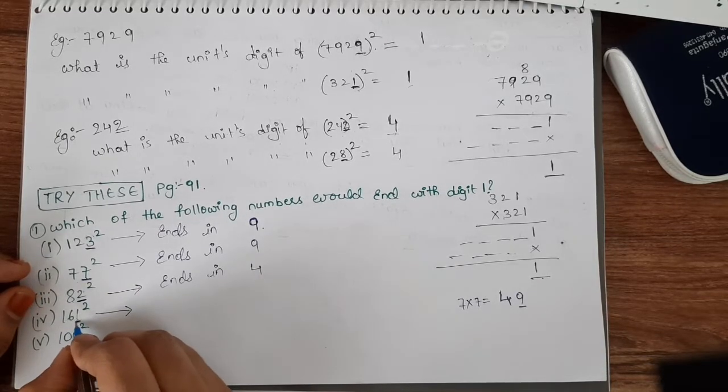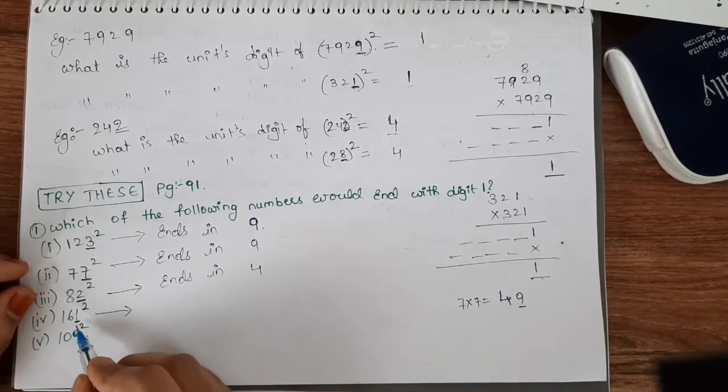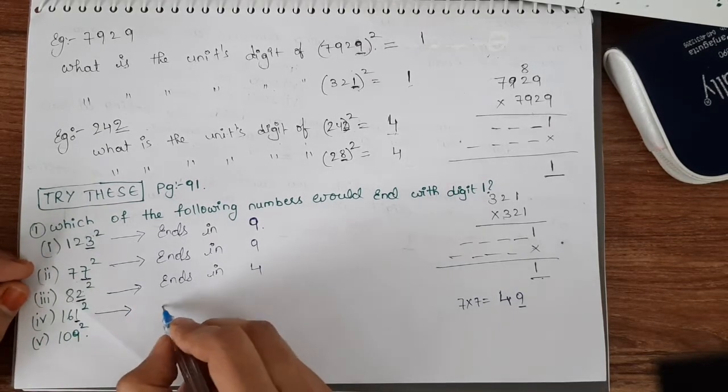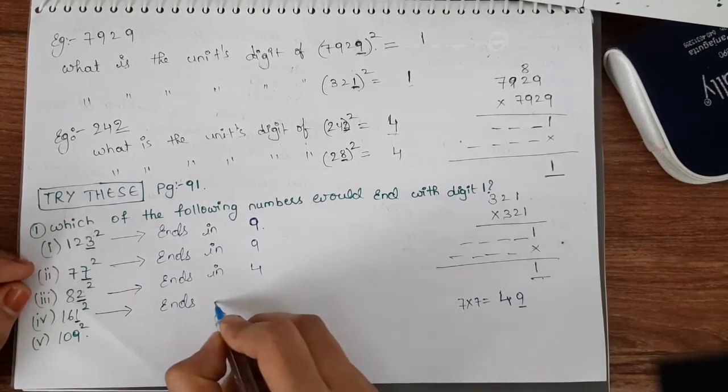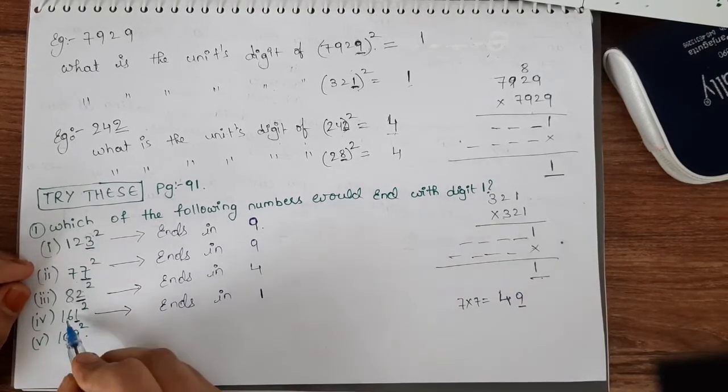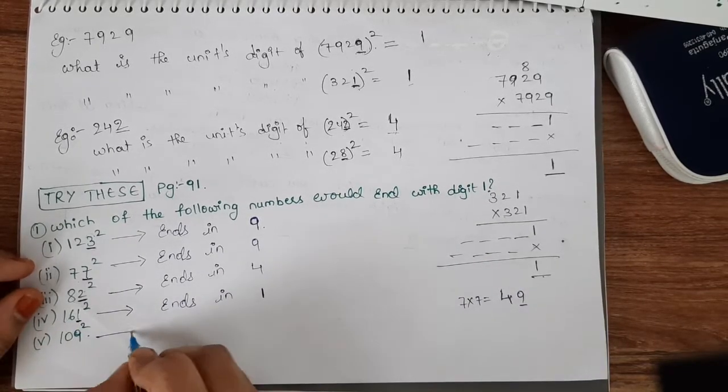Just do the square of units digit. What is the units digit here? It is 1. What is 1 square? 1 square is 1. So this number ends in 1. Square of this number will end in 1.